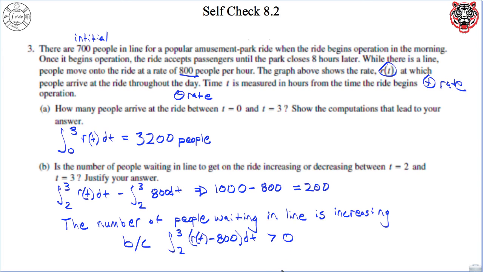I have another question. Yes. Do we need to add 700 to this? Because that's our initial condition. You don't need to because that would be for the total number of people in line. This is just how much it's changing. Oh, okay. I mean, we could add 700 to both of these, but if you do that, you get 1,700 minus 1,500, and you'll still get 200 on this interval.